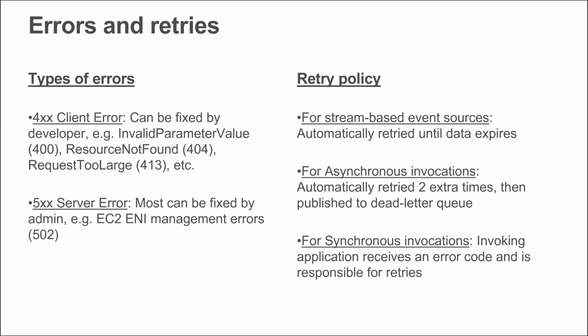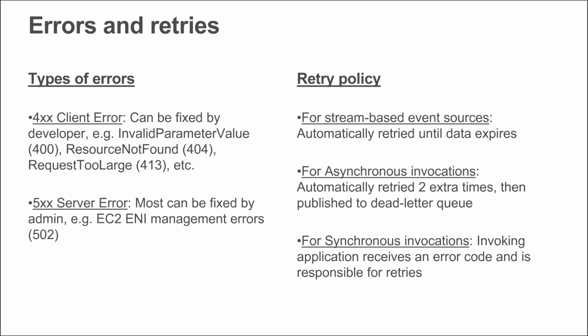Now the retry policy for the errors, as I said, is different from the throttle retry policy. If you see an error on a stream-based event source, this is the one which is the same. We will just continue to process the data because we have to process the data in order. We cannot skip over a record because it failed. So we will just continue to retry the same event till we continue to find an error.